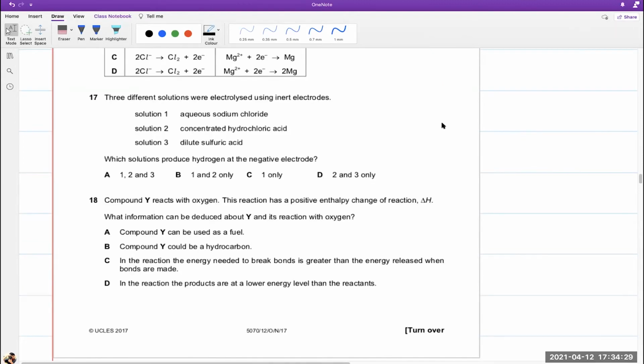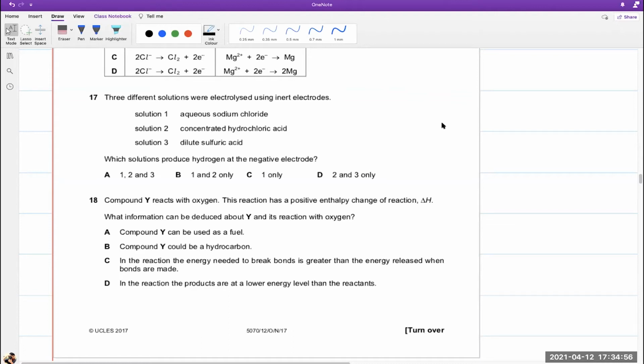3 different solutions were electrolyzed using inert electrodes. Okay. Which solution produces hydrogen at the negative electrode? So remember one thing, if you are dissolving salt, if you have dilute acid, it is water that breaks down. Okay? And if you have concentrated acid, it is the acid that breaks down. ठीक है, ये बातें ध्यान में रखनी है आपको.